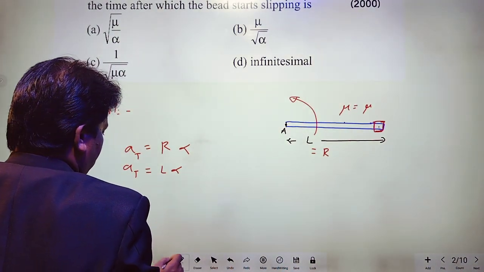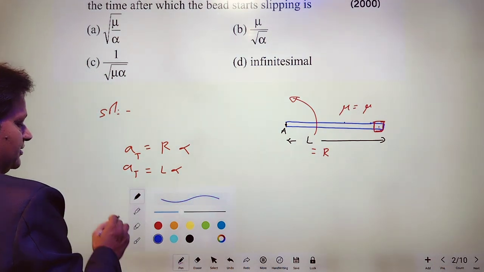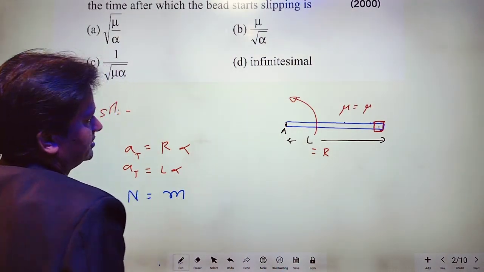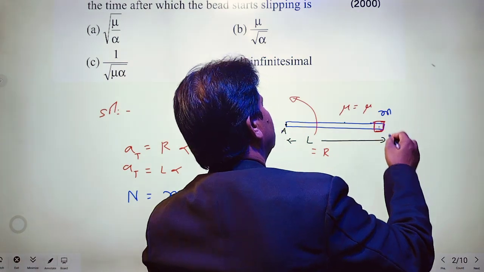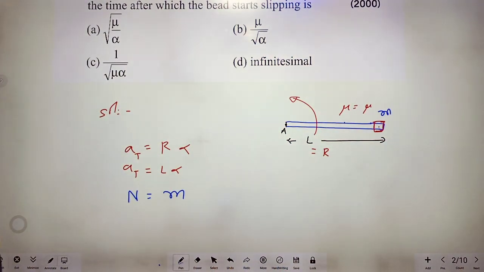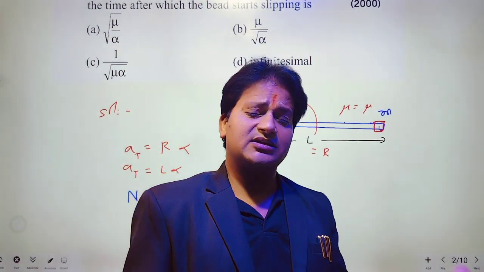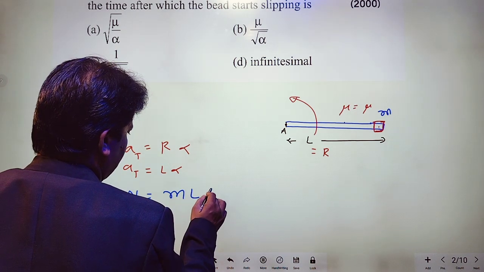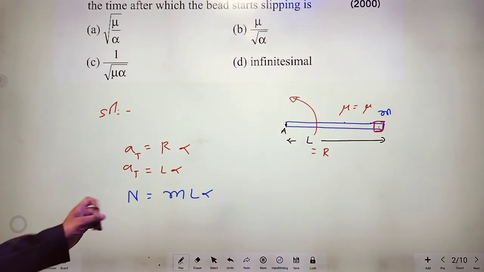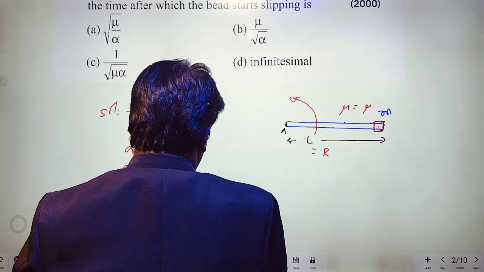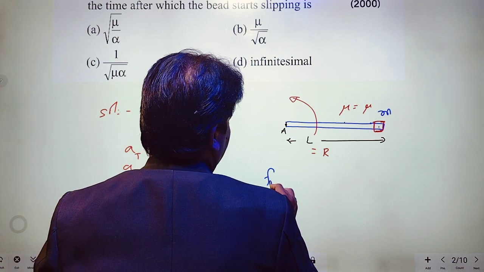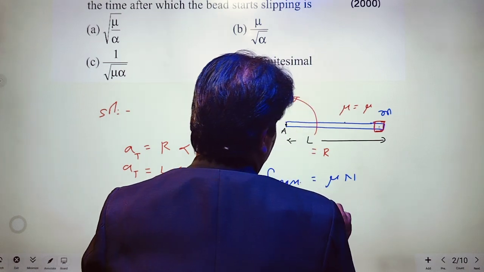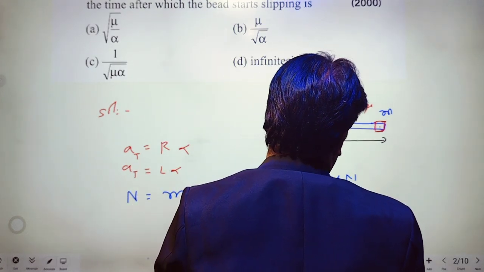Both will be equal. Therefore, the normal reaction will be equal to the mass of the bead times the pseudo force, that is the mass times the acceleration of the non-inertial reference frame. Here the acceleration of the non-inertial reference frame is L alpha. This is the normal reaction. Therefore, the maximum friction will be mu m L alpha.